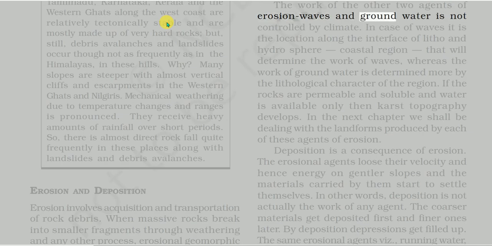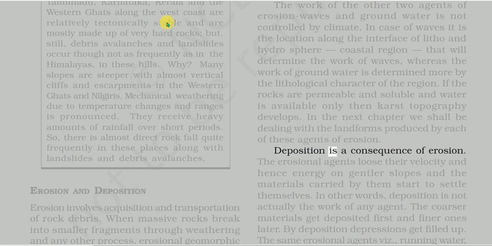The work of the other two agents of erosion, waves and groundwater, is not controlled by climate. In case of waves, it is the location along the interface of litho and hydrosphere, the coastal region, that will determine the work of waves, whereas the work of groundwater is determined more by the lithological character of the region. If the rocks are permeable and soluble and water is available, only then karst topography develops. In the next chapter, we shall be dealing with the landforms produced by each of these agents of erosion.